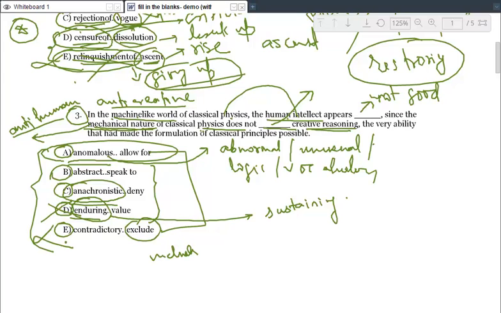E goes out. If you say does not exclude, then it means include. That means the mechanical nature of classical physics includes creative reasoning. So if it includes creative reasoning, then why is there a bad relationship between them? People, are you following me? Yes or no? So can I say E goes out? Does not deny goes out? D already has gone out. A is the best choice.